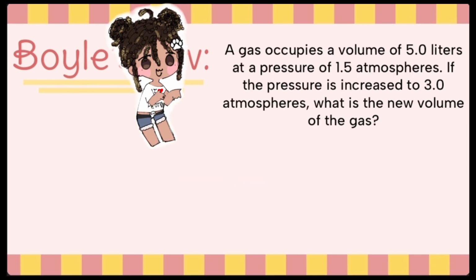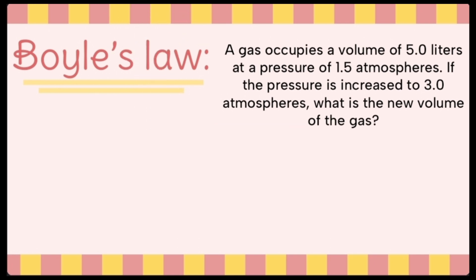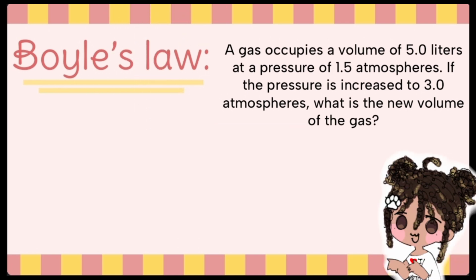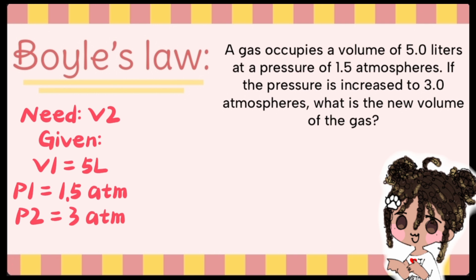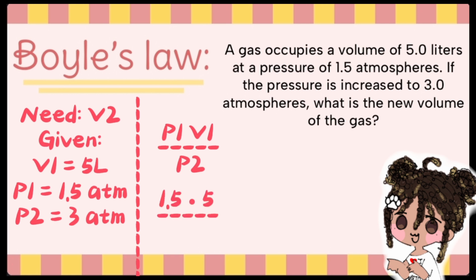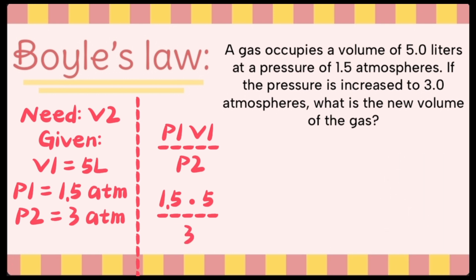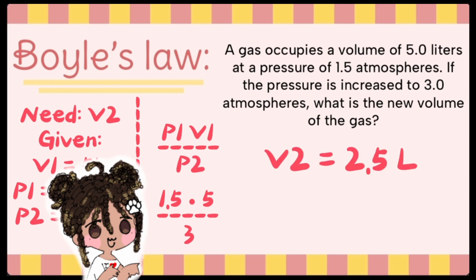For example, a gas occupies a volume of 5 liters at a pressure of 1.5 atmospheres. If the pressure is increased to 3 atmospheres, what is the new volume of the gas? In this question, since we're trying to find the new volume, we need to get V2 by itself. In order for this to work, we need to divide P1 times V1 by P2. Now we can plug in our numbers, which gives us 1.5 ATM times 5 L divided by 3 ATM. And your final answer should be 2.5 liters.